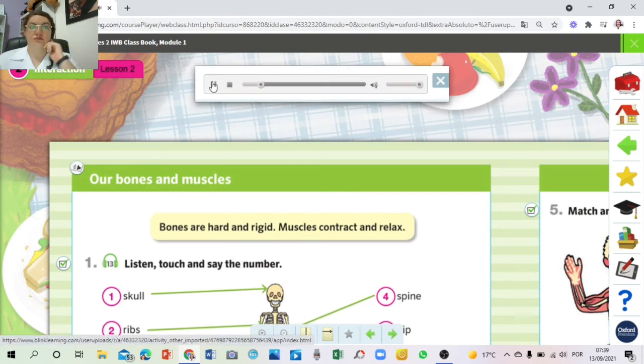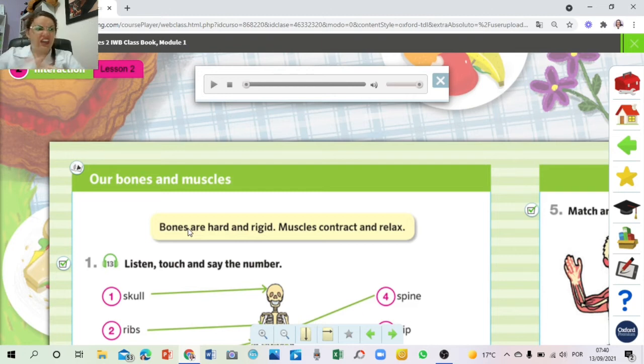Page 20. Our bones and muscles. Bones are hard and rigid. Muscles contract and relax. Okay, perfect. Look, bones are hard. Okay, hard. Duro, okay? Hard and rigid. Rigid, okay? Rigid. Like in Portuguese, okay? Rigid. Yes, perfect. And muscles?